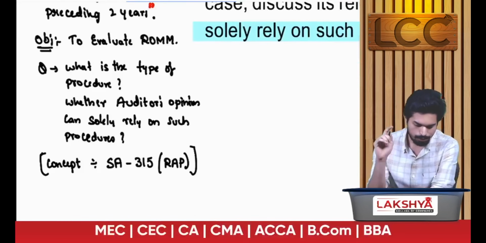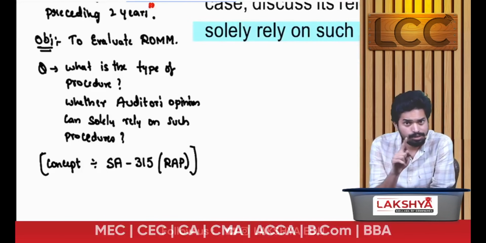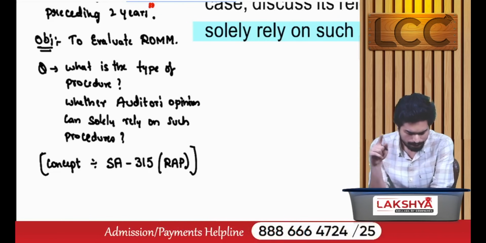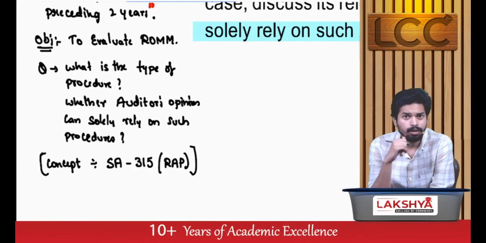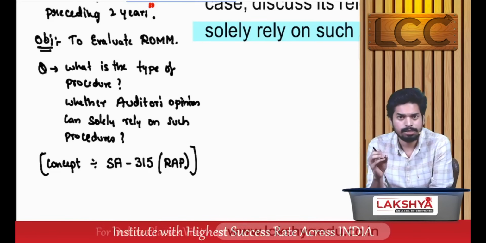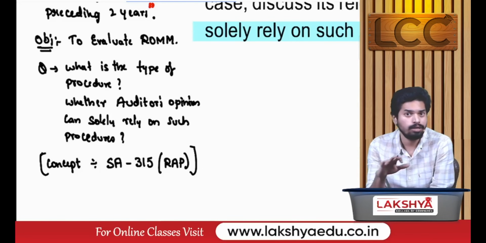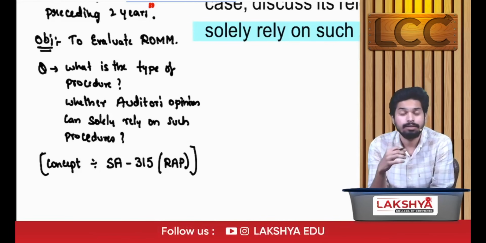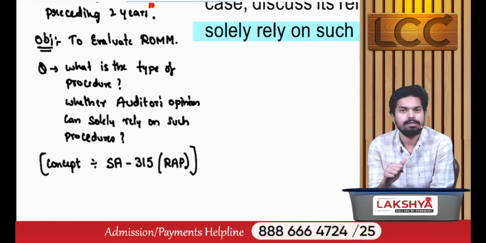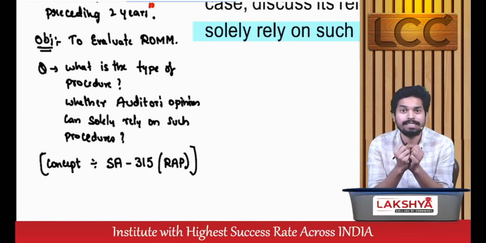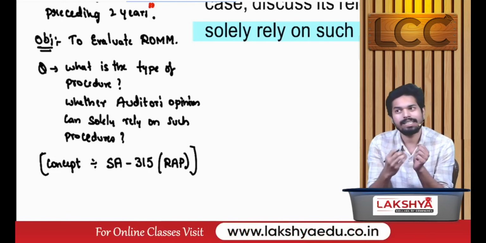So the question here is, what is the type of procedure? Analytical procedure as a risk assessment procedure. And whether an auditor's opinion can solely rely on such procedures? No, because by simply performing a risk assessment procedure, the auditor may not obtain sufficient and appropriate audit evidence to express his opinion. Then what does he have to do? Along with the risk assessment procedure, he has to perform further audit procedures also to obtain sufficient and appropriate audit evidence to express his opinion.